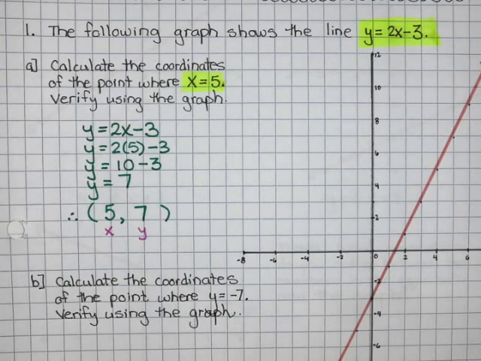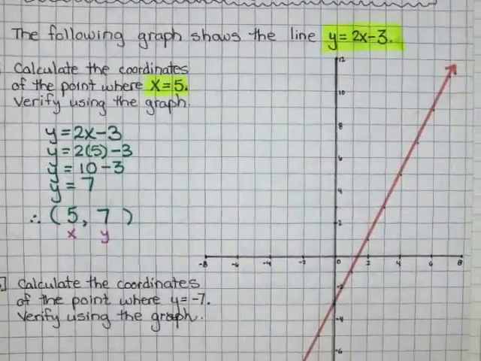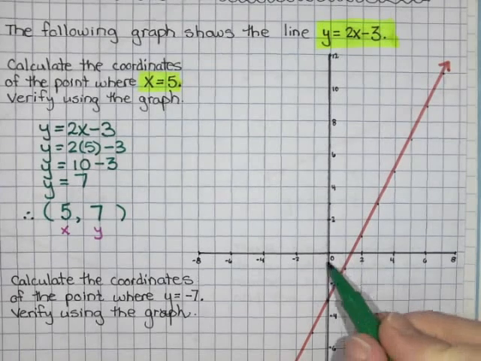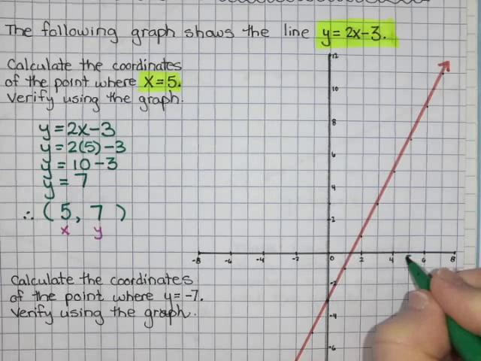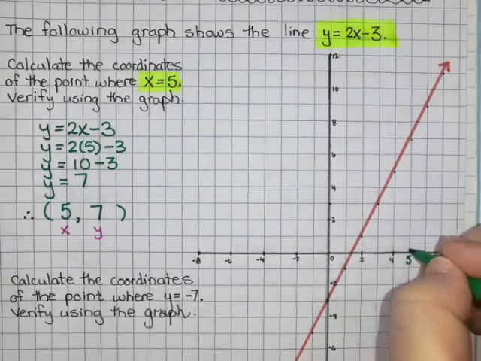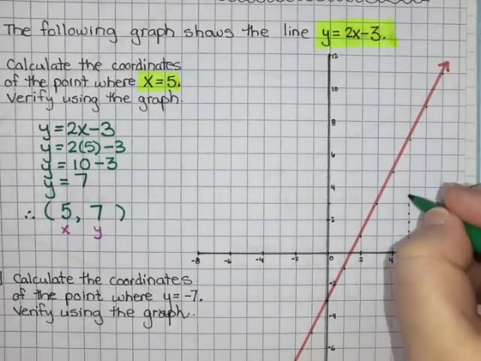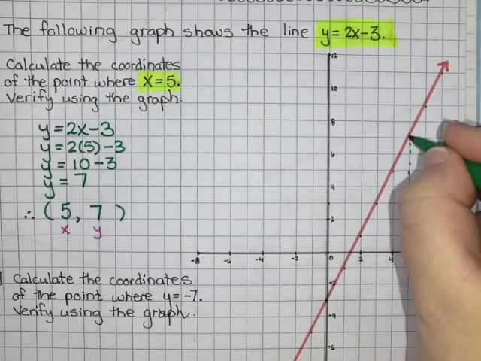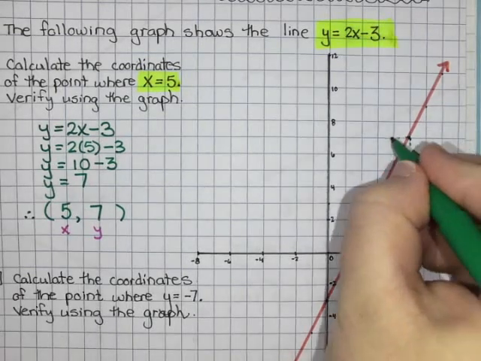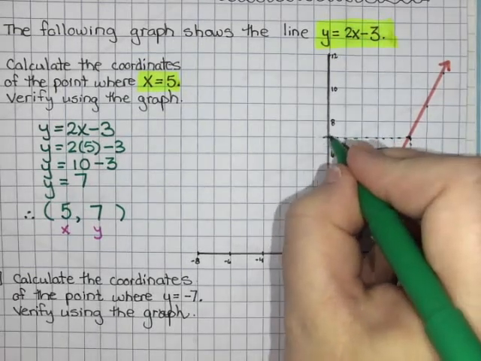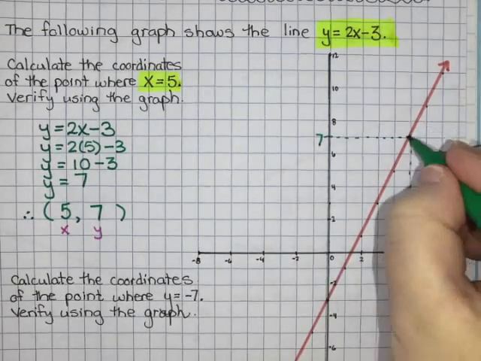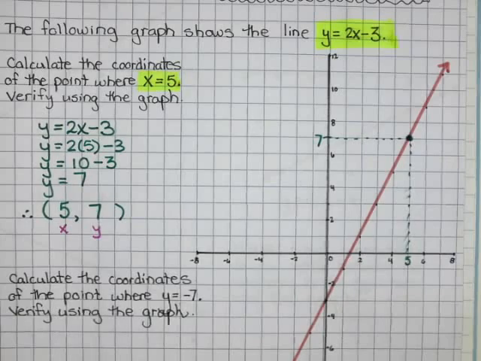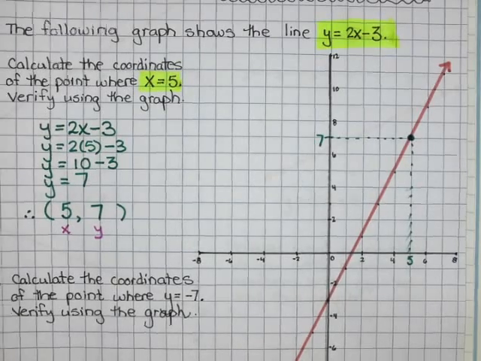It does ask me to verify using the graph. So I'm going to take a look at the graph, and I'm going to find where 5 is on my x-axis, which would be right here. I'm going to follow that up to my line, which is here, and then follow that across, and there's the 7. So it is absolutely (5, 7). That's one of the points on that line.